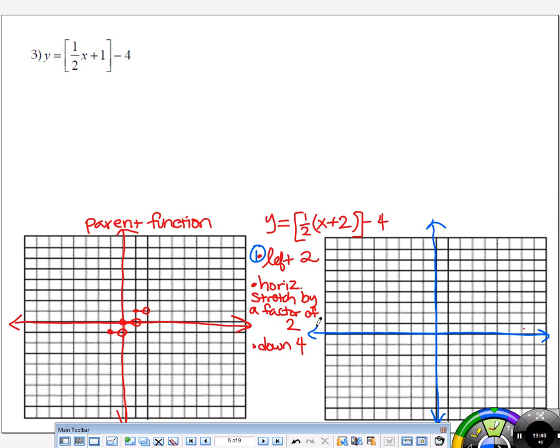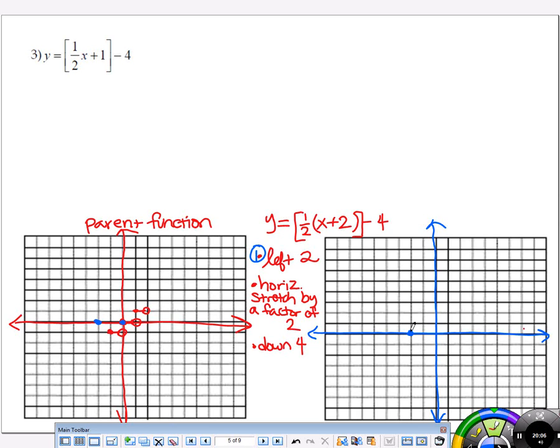So this means my main step, I'm going to go ahead and move that first. Okay? So it used to have this vertex point at 0, 0, but since it's going to the left 2, this vertex point that used to be right here at 0, 0 is now going to be right here at -2, 0. That's the shift that's happening. Right? So I'm going to go ahead and put that on here.